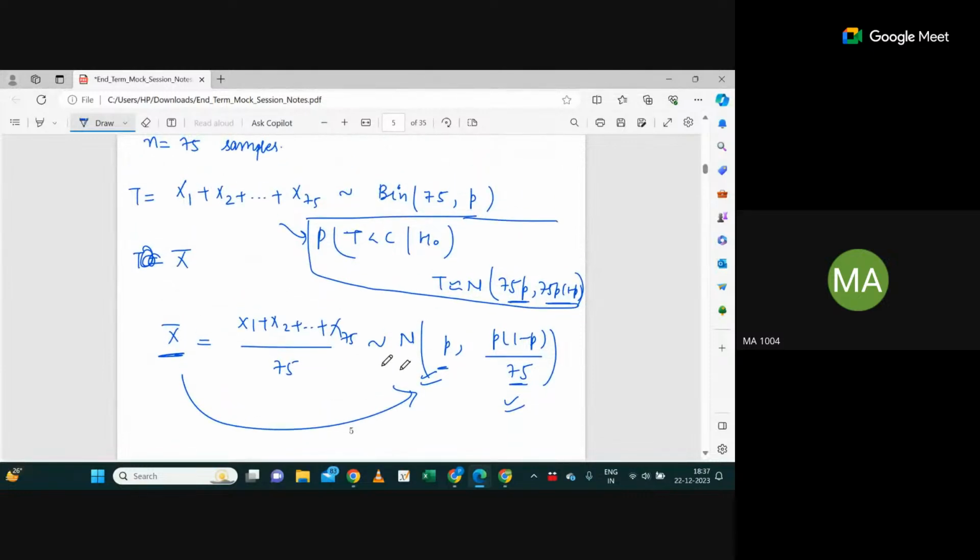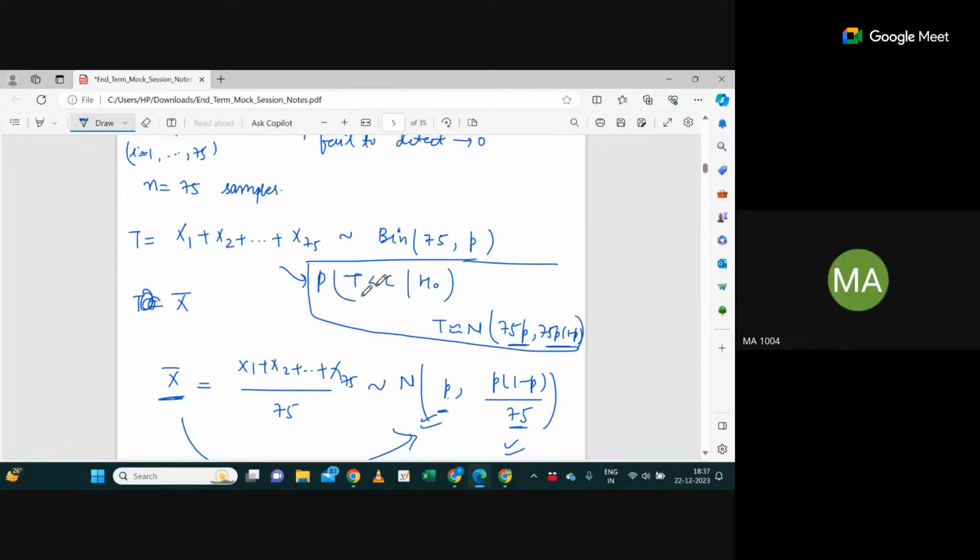Whether you go with the X bar, the only difference is that if you're going with X bar, you have to subtract p and divide by this standard deviation. If you are taking your test statistic as T here, then you have to subtract the mean and divide by this standard deviation. That's all. That is the only difference.